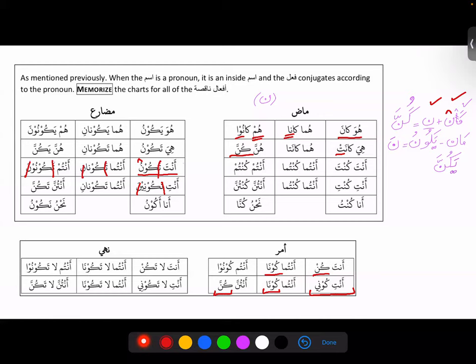Because for hunna we don't make it majzum, so we're just going to drop the sign of mudariya in takun over here, right? And it is kunna. Then for fi'l nahi it would be anta la takun, antuma la takuna, antum la takunu. Right, so we are not even dropping a sign of mudariya, just making it majzum, la nahiya. Right, anti la takuni, antuma la takuna, antunna la takunna.